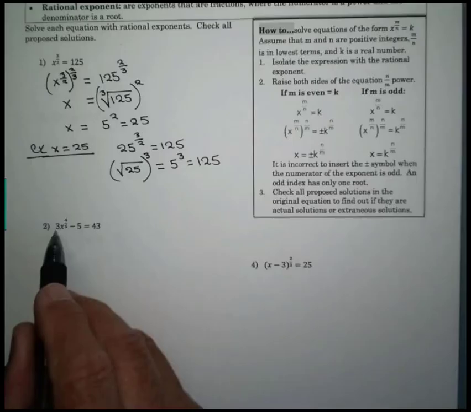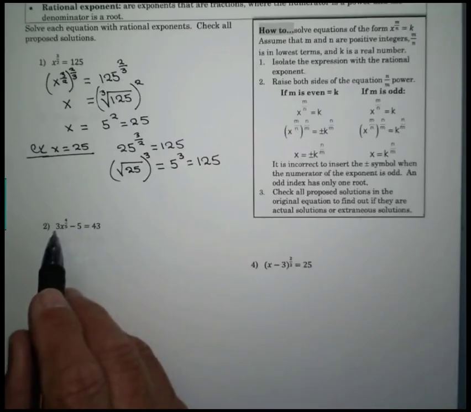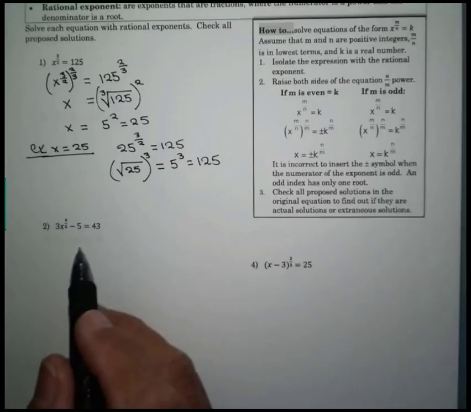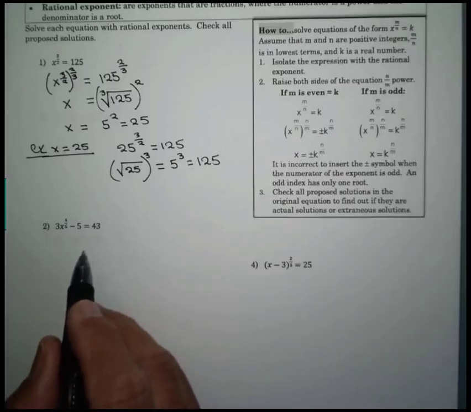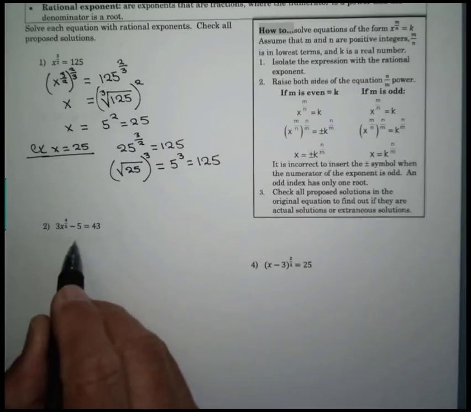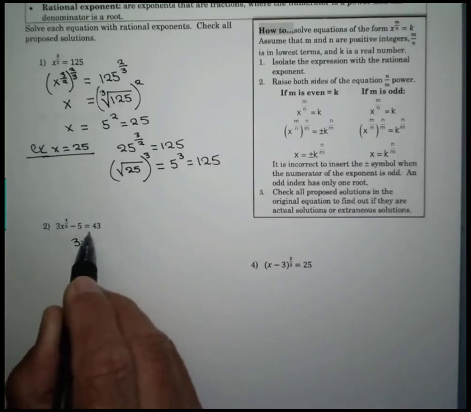So I've got 3x to the 4/5. Now note that x is the only thing being raised to the 4/5. The 3 is just stuck out front, so it's not included in that rational exponent, okay? So I'm going to say I need 3x to the 4/5 to be isolated. I'm going to have to add 5 to both sides, okay? I've got to get this rational exponent term all by itself.